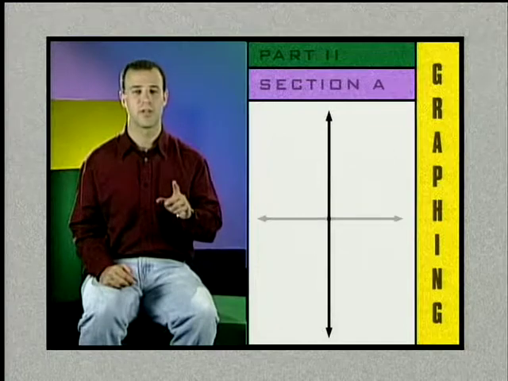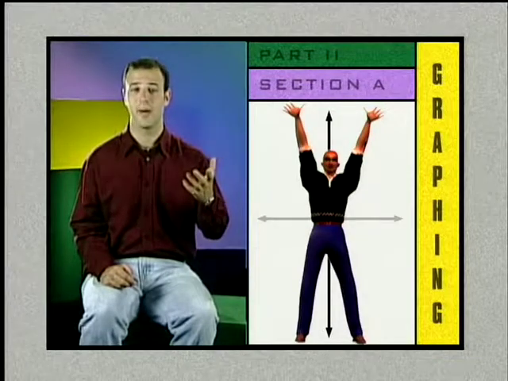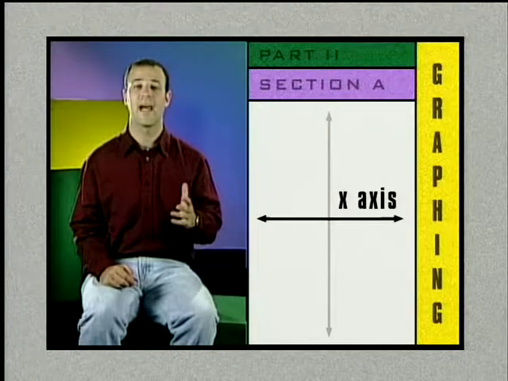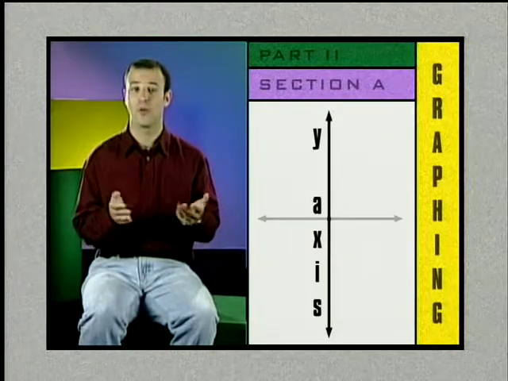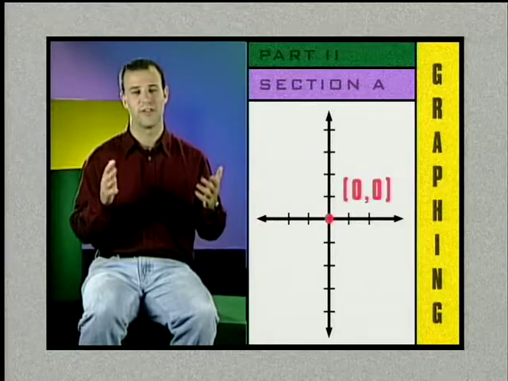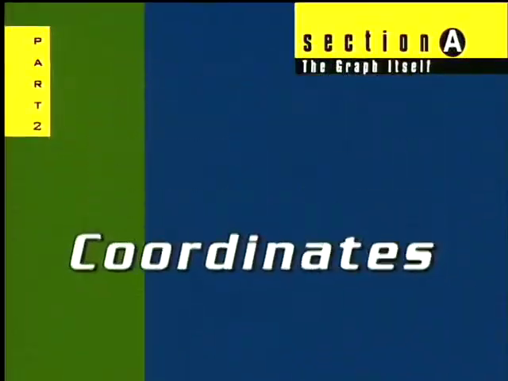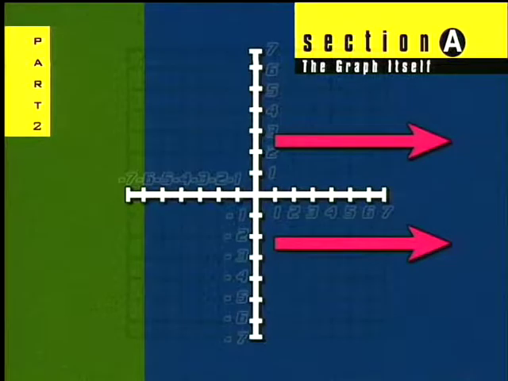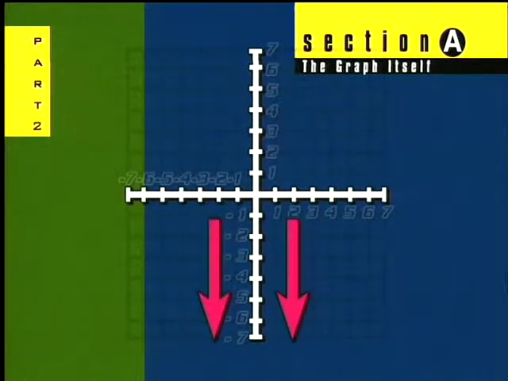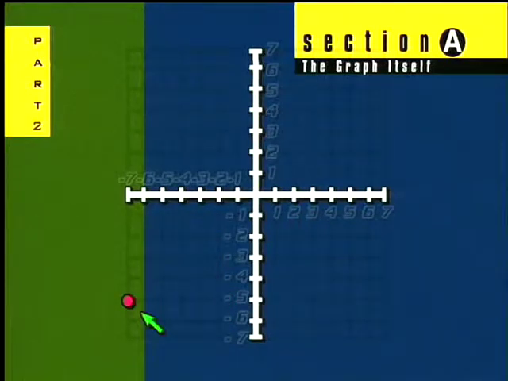And the other is vertical, like your body would look if you were standing up and you stretched your arms way above your head. The horizontal line is called the x-axis, and the vertical line is called the y-axis. These axes are like two number lines that cross at their 0 point. The coordinates are like our map. They tell us how far right or left we have to go on the x-axis and how far up or down on the y-axis.